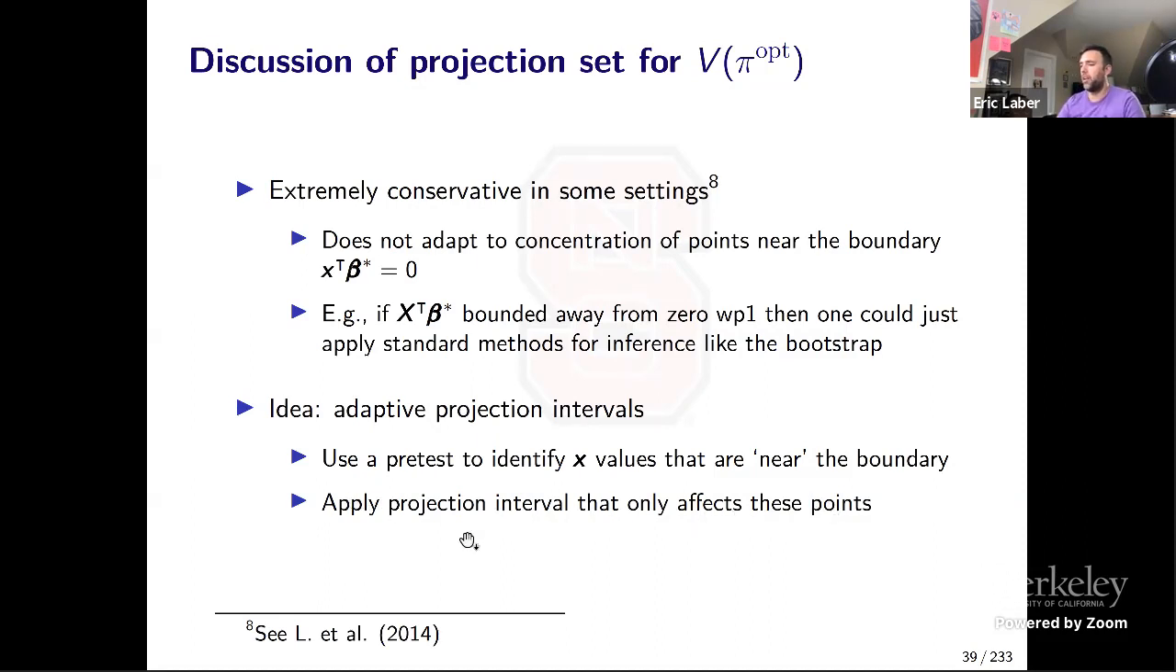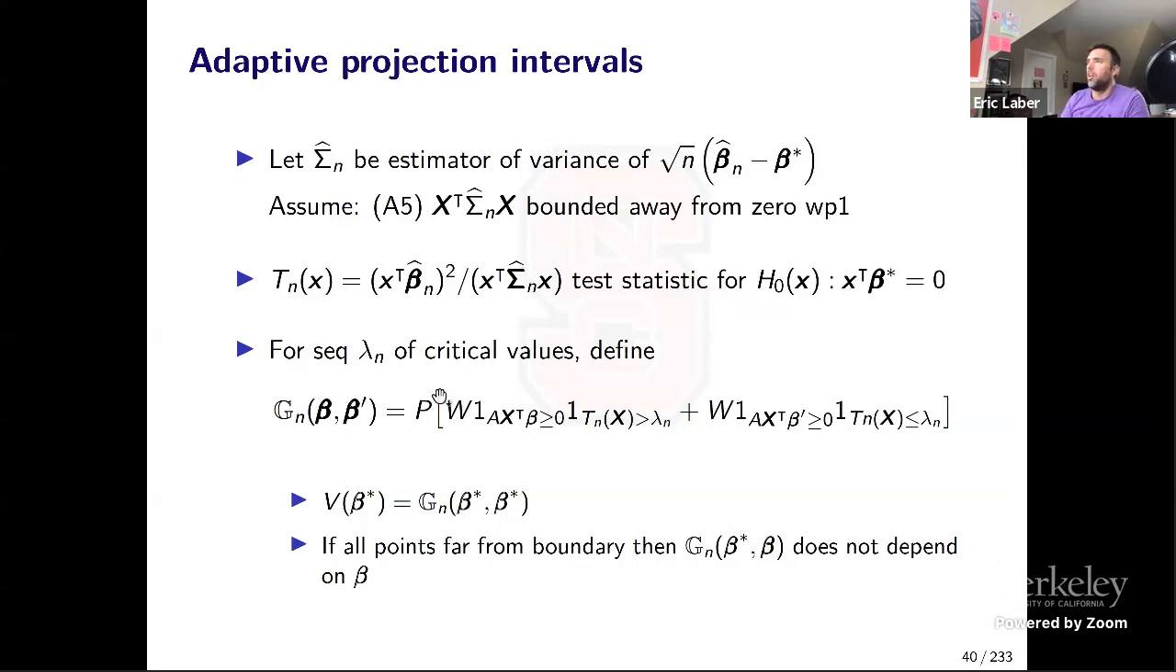Okay, so how do we do that? Well, now we've seen these kinds of pretests, and we've seen these bounding type ideas, so hopefully this isn't too unfamiliar. What we're going to do is let sigma hat n be an estimator of the variance of root n times beta hat minus beta star. We're going to assume that X transpose sigma hat X is bounded away from 0 with probability 1. So this thing is positive definite. These things aren't identically 0.